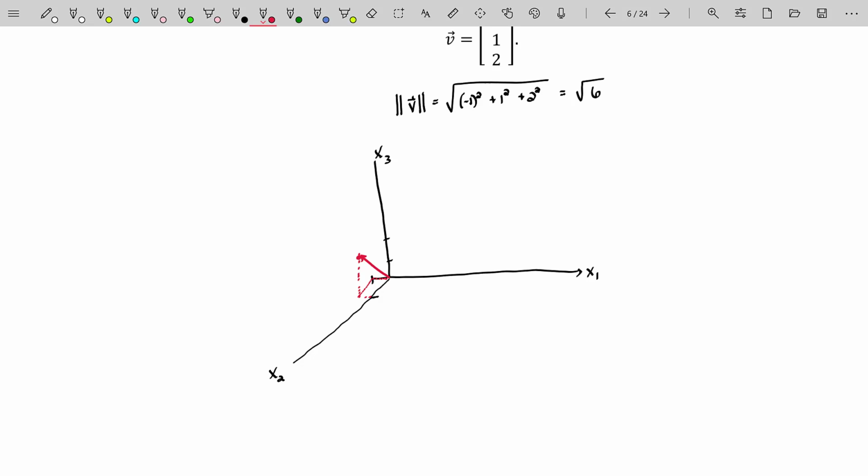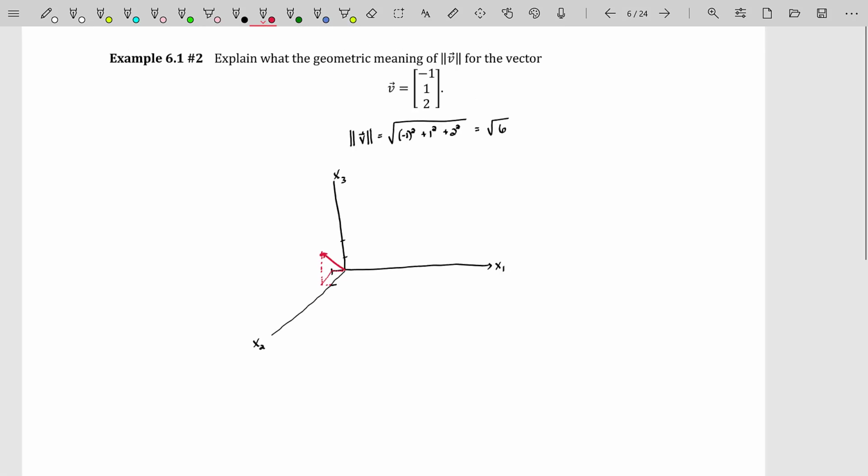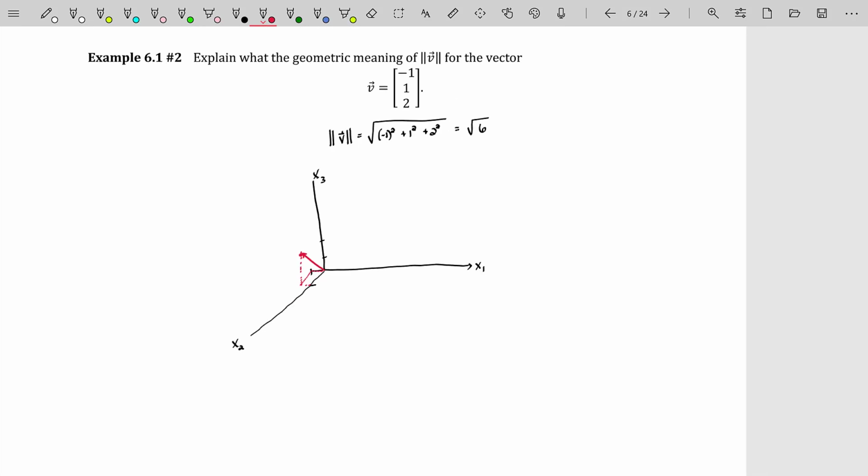So again, whenever you're talking about the norm or the magnitude of a vector, you're really referring to the length of that vector. Again, this shouldn't be anything crazy. You should probably already know this because, well, you're likely in Calc 3 or have passed Calc 3.